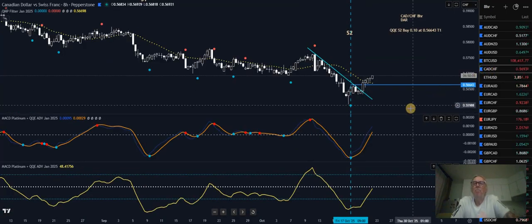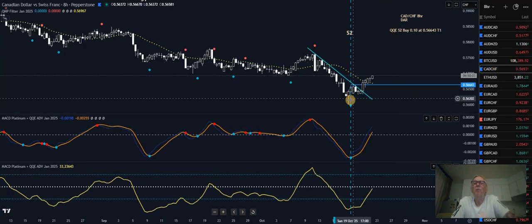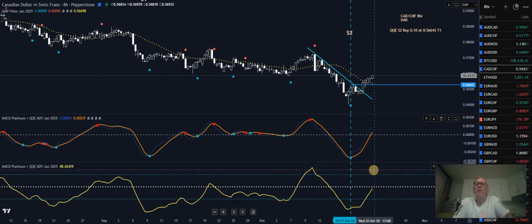CAD Swiss in a buy. It's a QQE buy. You can see below the 40 level. Now I know people get bored with the higher time frames, and I get that, and you all want to get on the 3 minute, the 5 minute, the 1 minute charts.